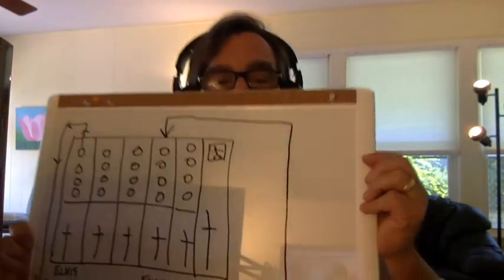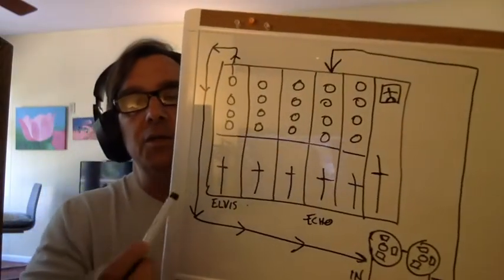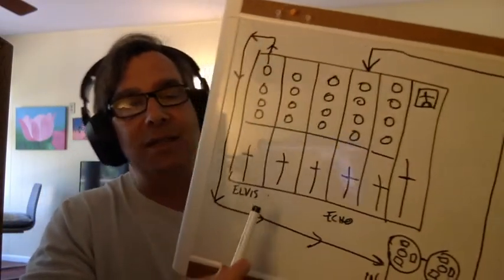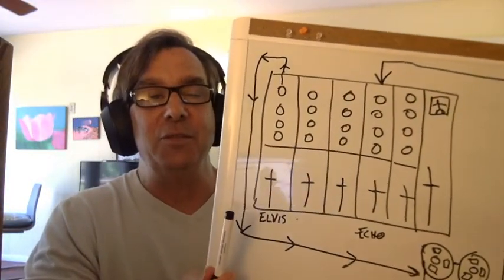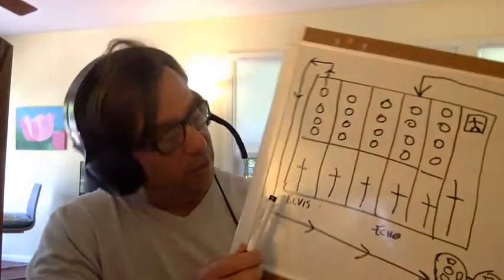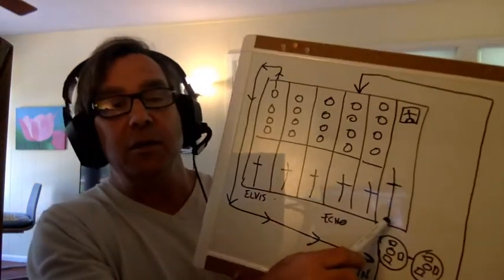I got a chart, right? Oops, it's backwards, here we go. And I got a pointer here. So here's Elvis, right? This is like in the 50s. Let's say he's singing and it's going to the main mix over here.